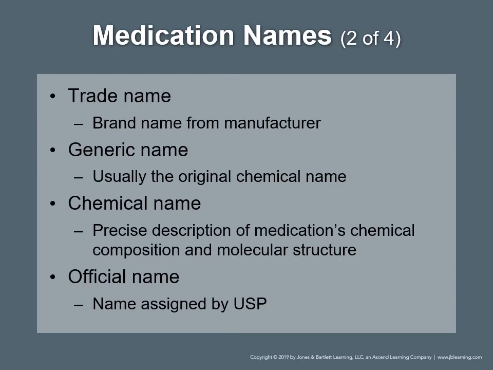All medications licensed for use in the United States are listed by their generic names in the United States Pharmacopoeia, or the USP. The chemical name is the precise description of the medication's chemical composition and molecular structure, and the official name is the name assigned to a medication by the USP, which is usually the generic name followed by the letters USP.